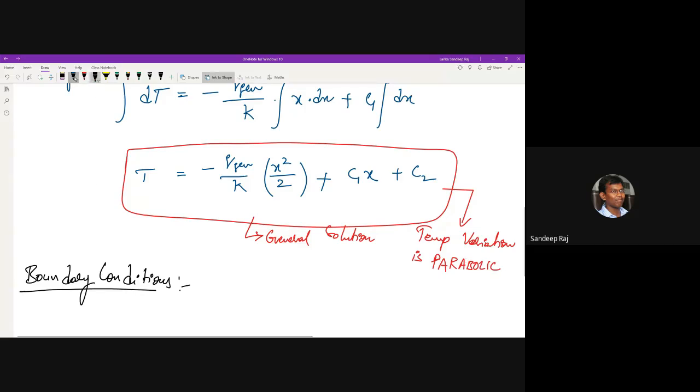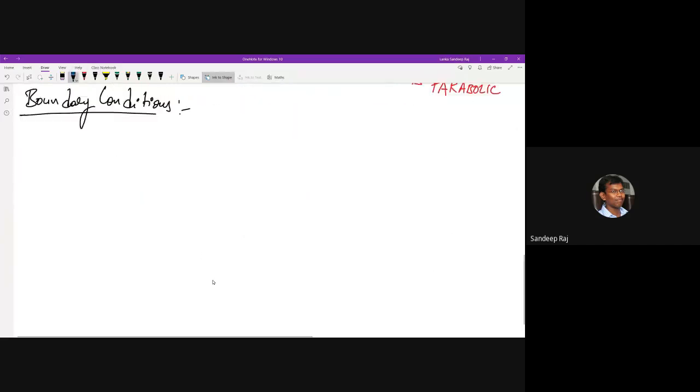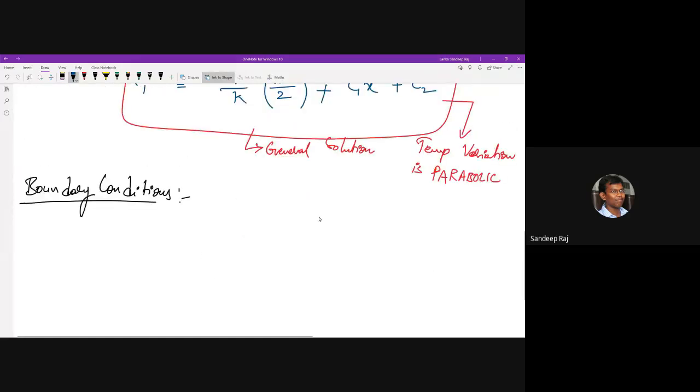If the temperature variation is parabolic, it is always advisable to take something called a symmetry boundary condition. Symmetry boundary condition means it's a kind of Dirichlet boundary condition itself. That is, a temperature is known, but you'll consider the symmetry so that you can solve it easily.